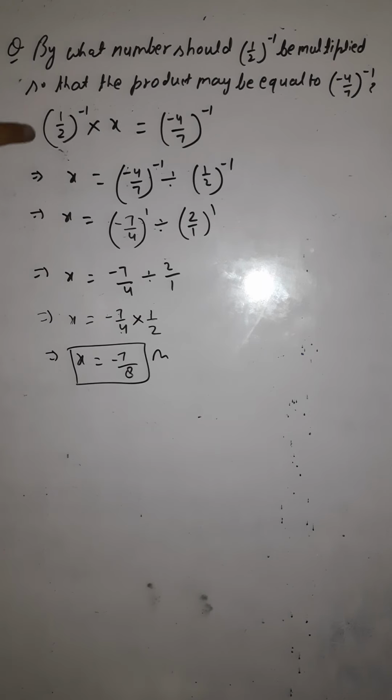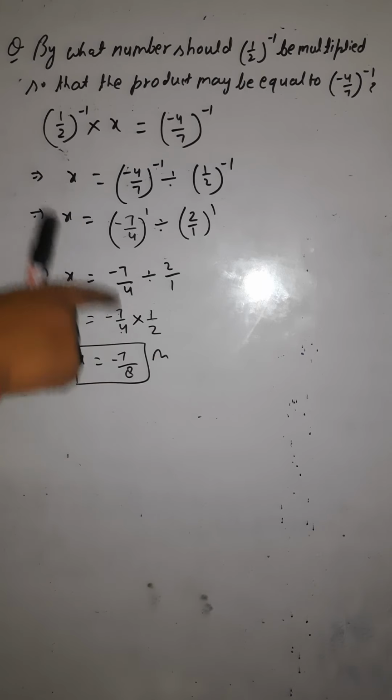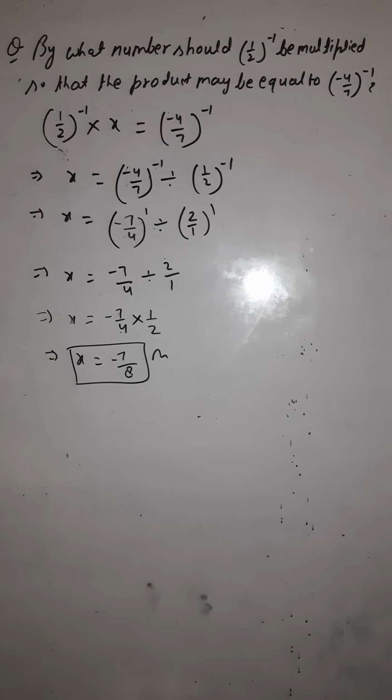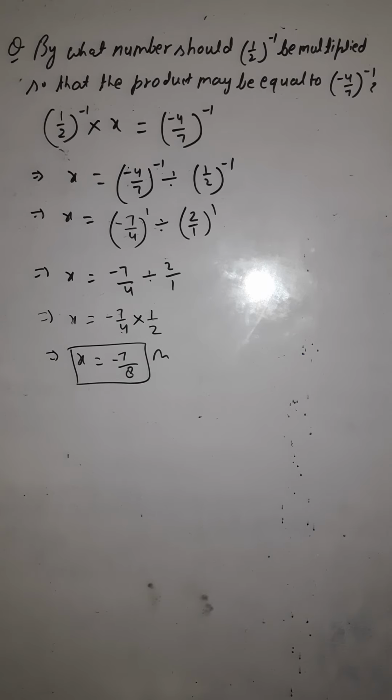So this is the answer. If you are multiplying the given fraction here, (1/2) raised to the power minus 1, by -7/8, how much are you getting? (-4/7) raised to the power minus 1 you are getting here. Are you getting this? Very good. Okay, just write it down.